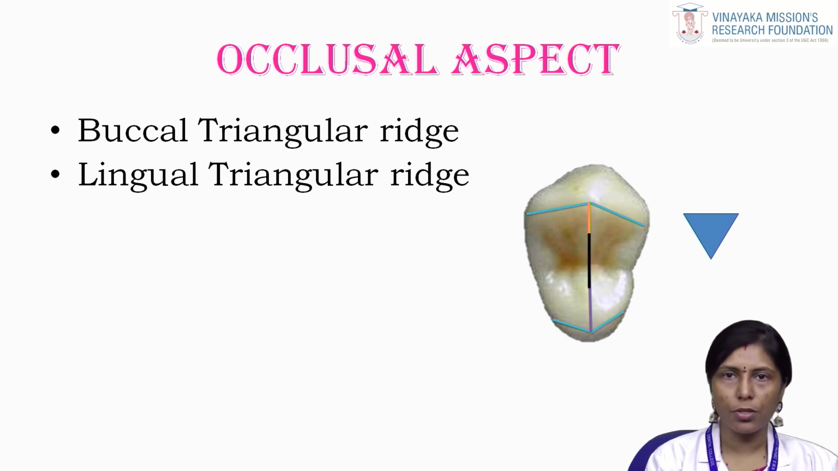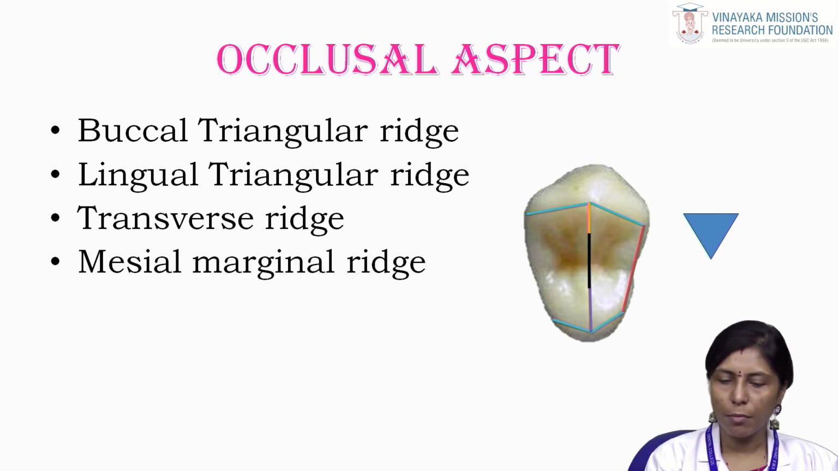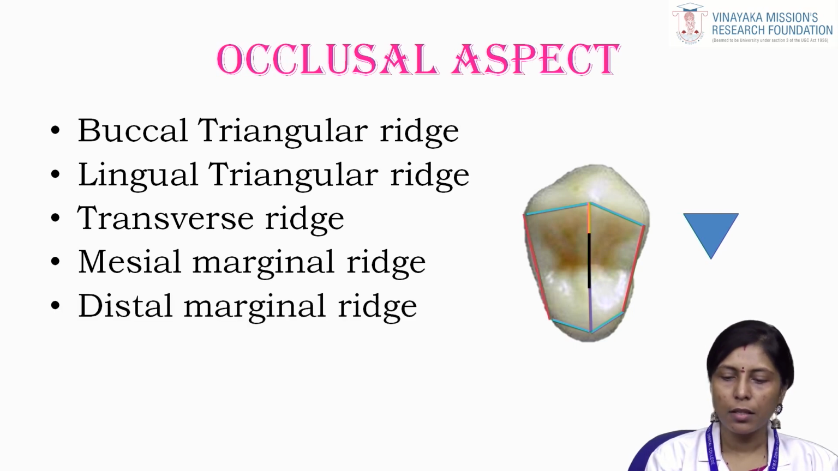A transverse ridge, a linear elevation, is going to cross the midline. Where these triangular ridges meet, that you call the transverse ridge. The marginal ridge in the mesial surface, you call the mesial marginal ridge. Likewise, the marginal ridge in the distal surface, you call the distal marginal ridge. So this is the mesial marginal ridge, this is going to be the distal marginal ridge.